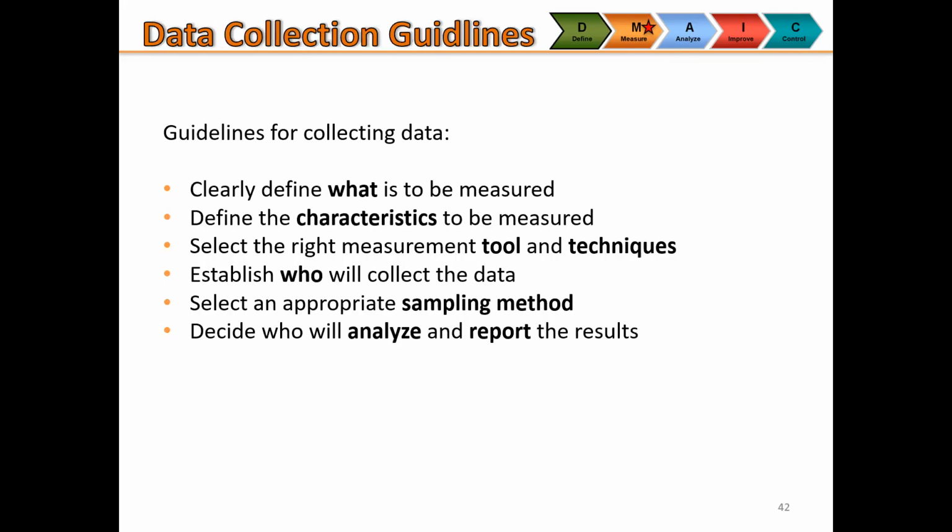And guidelines for data collection: what do we want to measure? What characteristics do we want to measure? Make sure we have the right tool and techniques, and we're going to get into a tool called Gauge R&R to make sure that our sampling is right. Who's going to collect it? There's different types of sampling methods that we're going to talk about, and who's going to analyze and report the results.